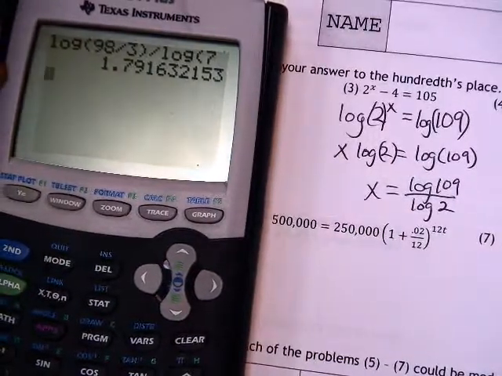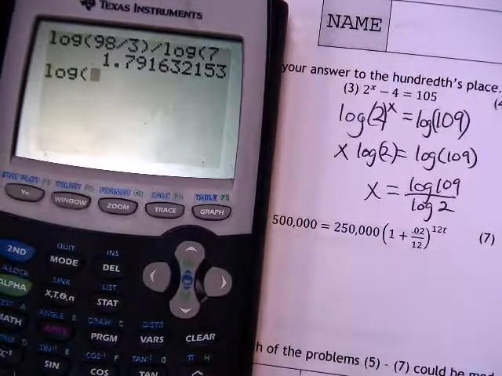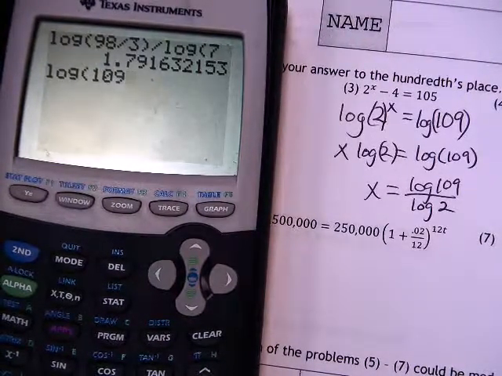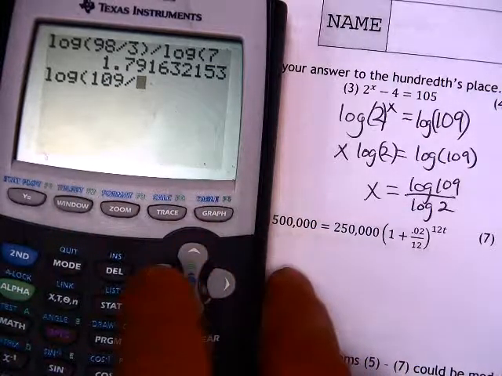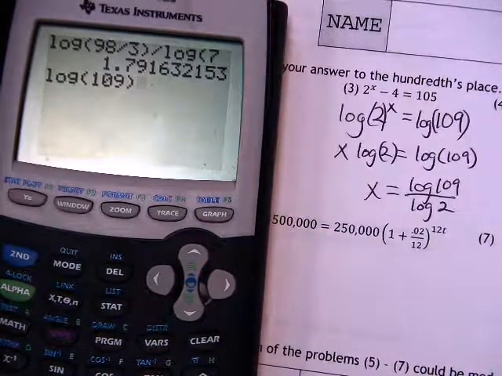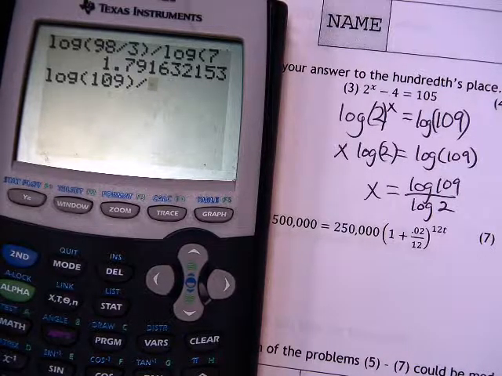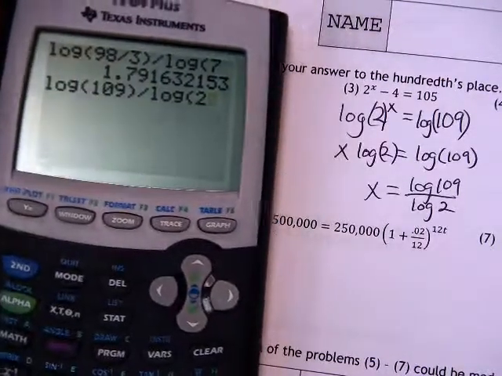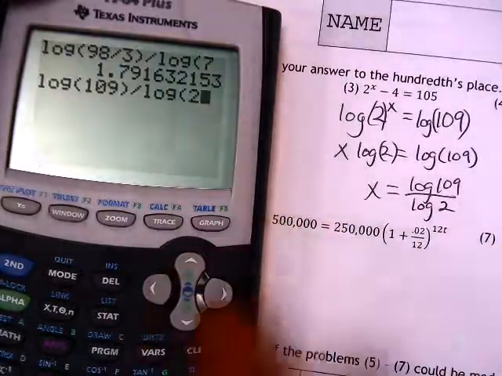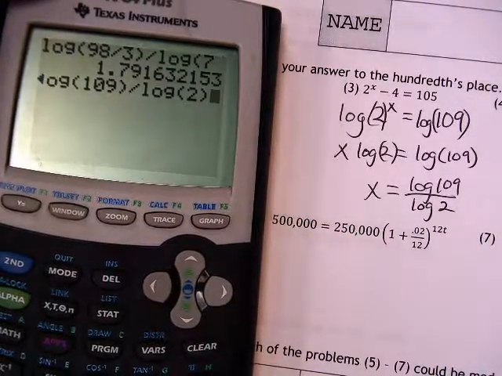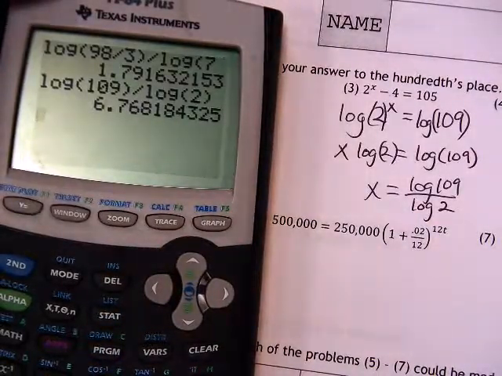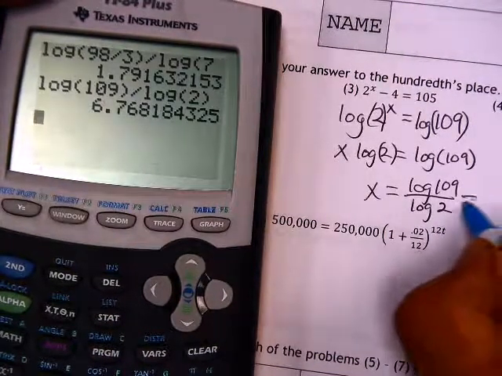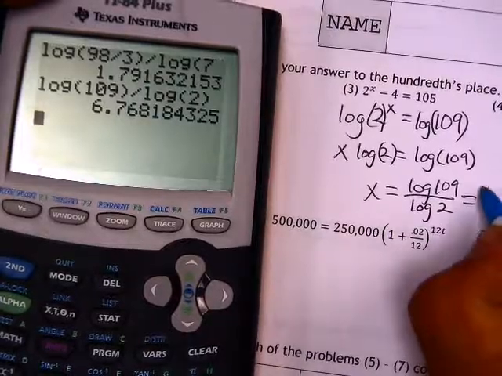So when I punch that into the calculator, I should do log of 109. Don't hit the divide sign now because it's inside that parentheses. I need to arrow back and close that and do divided by log of 2. It automatically closes it if you hit the equal at the end, but I can put it in there just to be on the safe side. 6.76 will have me end up rounding off as 6.77.